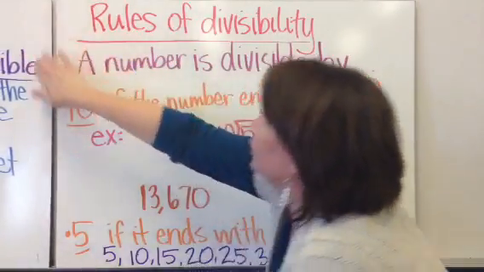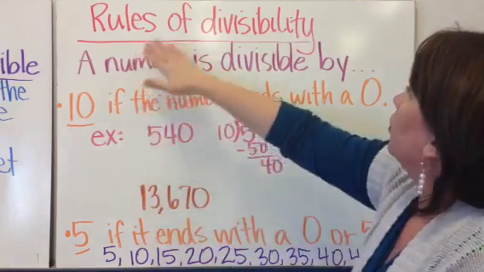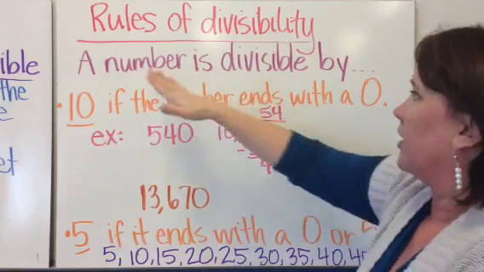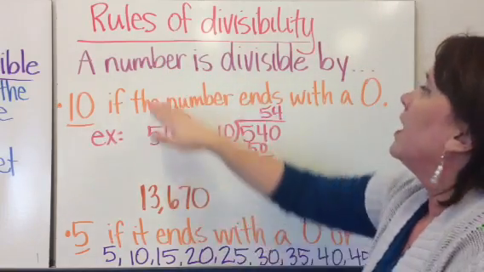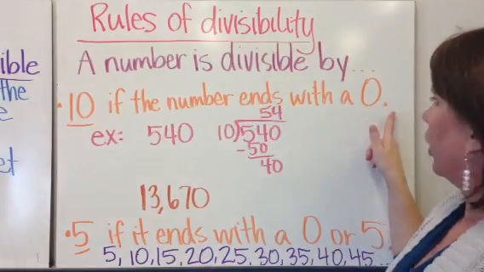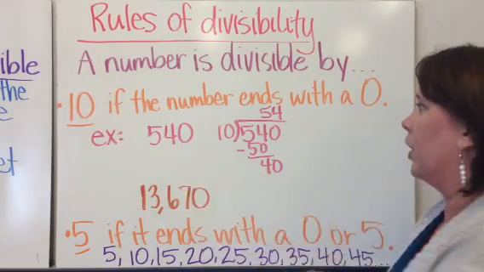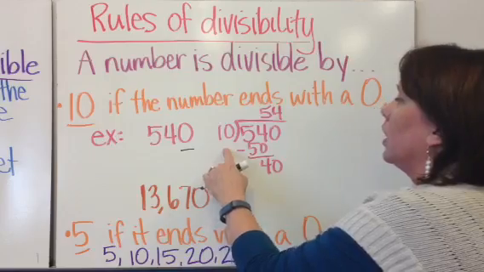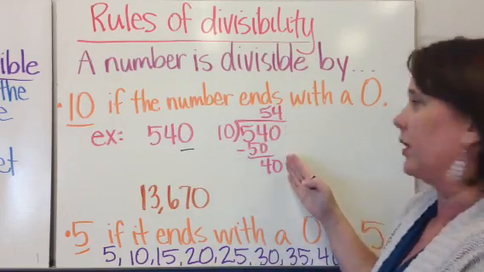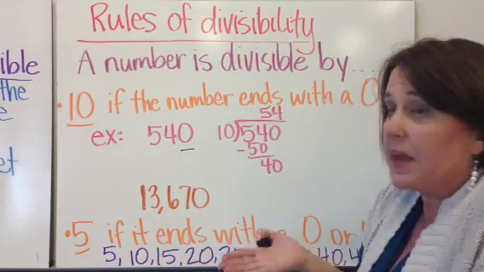So these are some rules that you want to know. Write them down and keep them handy. For the rules of divisibility, we can say that a number is divisible by 10 if the number ends with a 0. For instance, 540 ends in a 0, and so that means that 10 will go evenly into it with no remainder. And you can see where I worked it out here. But just by looking, if the number ends in a 0, it's divisible by 10.